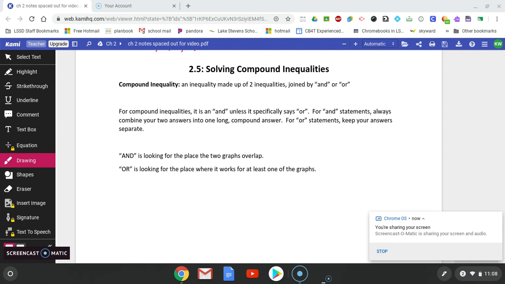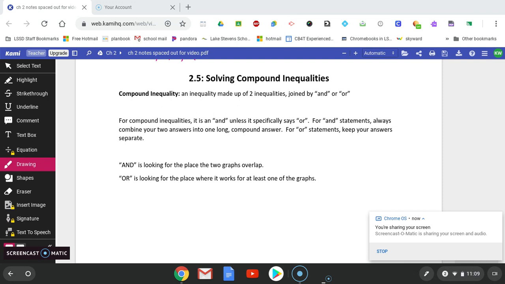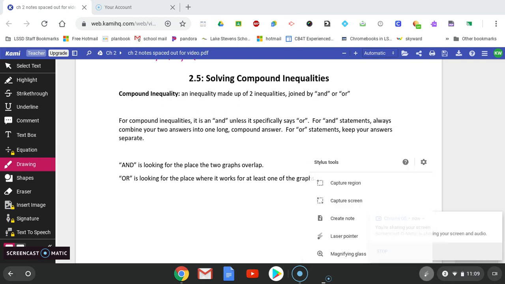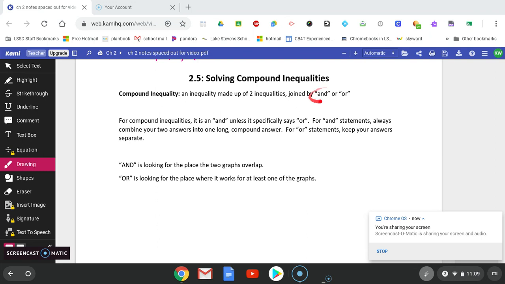Today we are doing 2.5, solving compound inequalities. A compound inequality is an inequality that's made up of two inequalities all together. It's going to be joined either by the word "and," or by the word "or." And may not always be there. It may be smushed together as one long compound inequality. I'll show you what that looks like here in just a second.